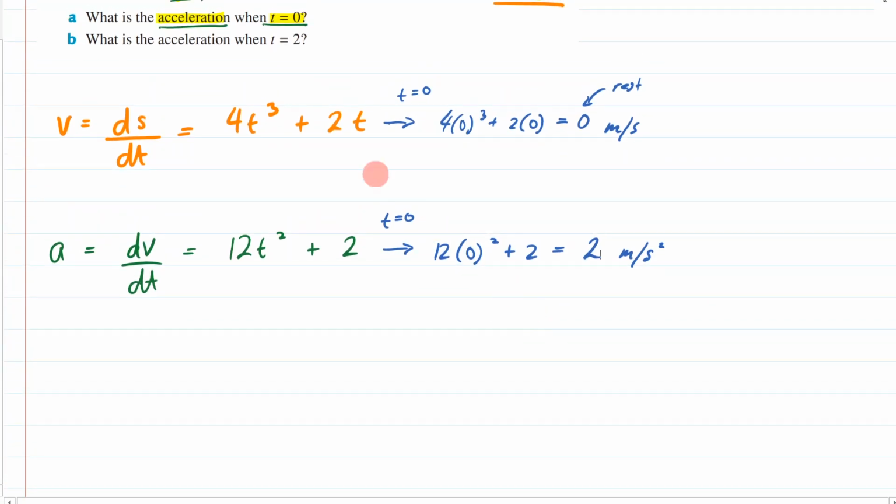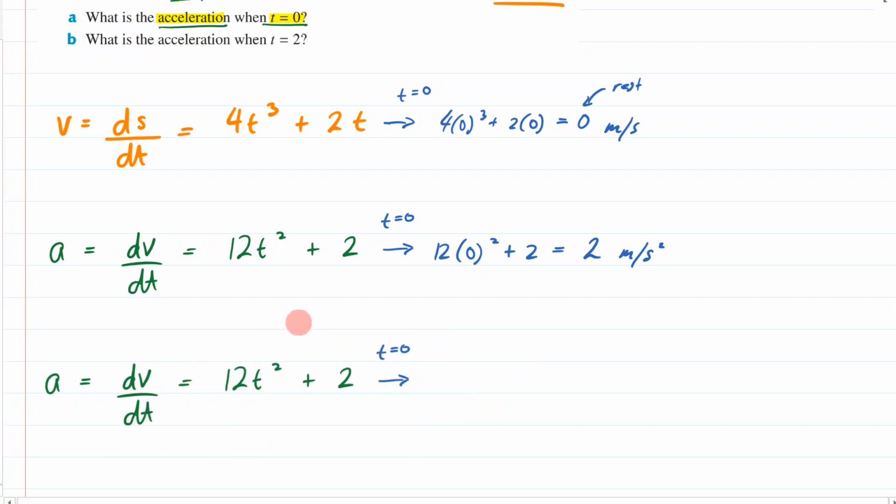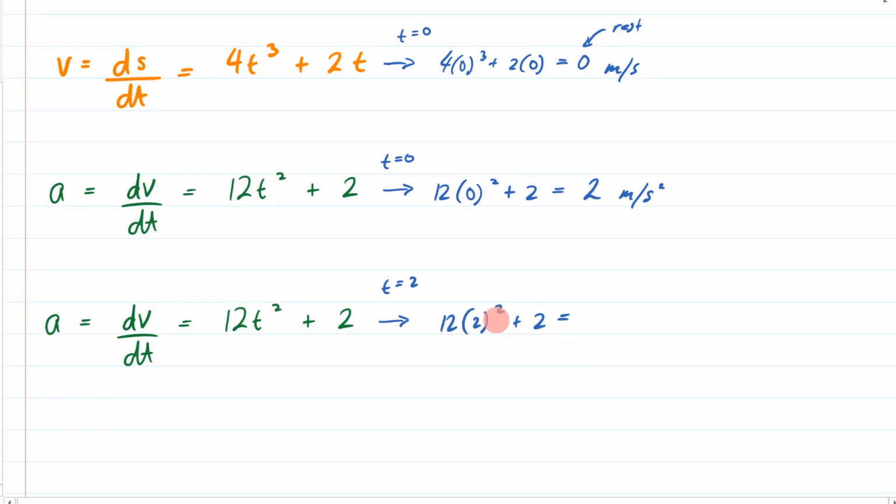The question also wants me to find the acceleration when t is equal to 2. So I could copy this and say, well, what happens when t is equal to 2? That would be 12t squared plus 2, and 2 squared is 4. 4 times 12 is 48. 48 plus 2 is 50. So it's going to be 50 meters a second squared. What that means is my acceleration is even larger there. So we've answered the question. There's our first answer, there's our second answer.